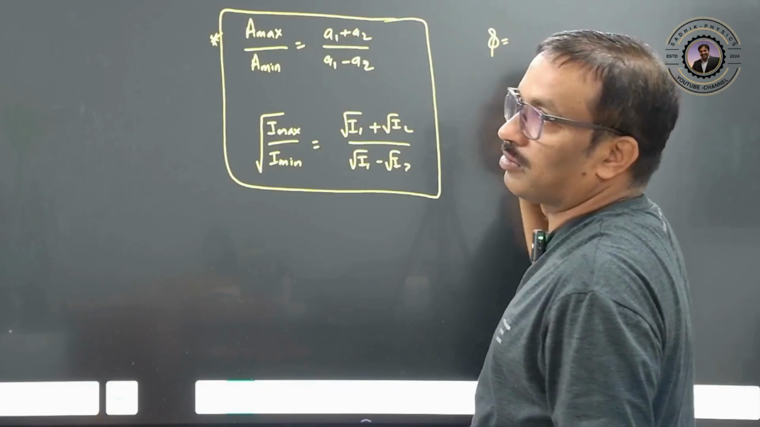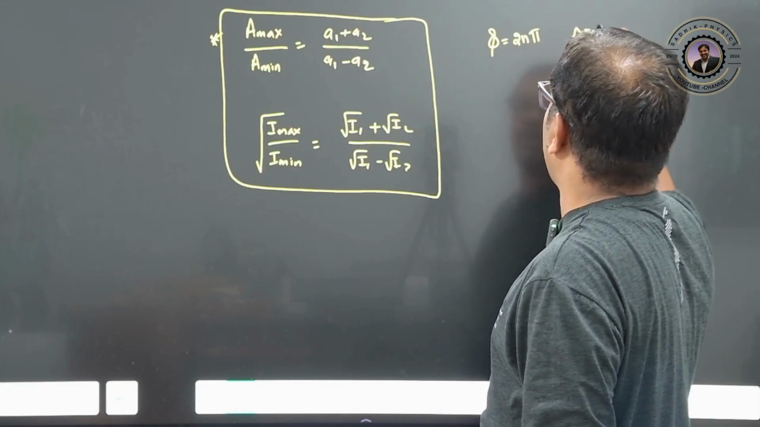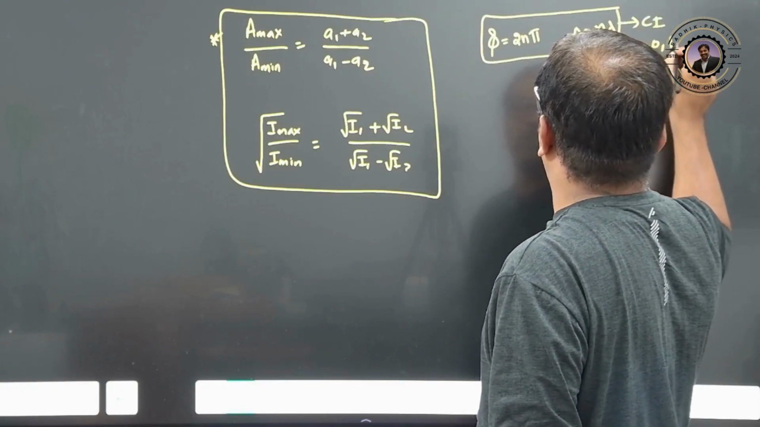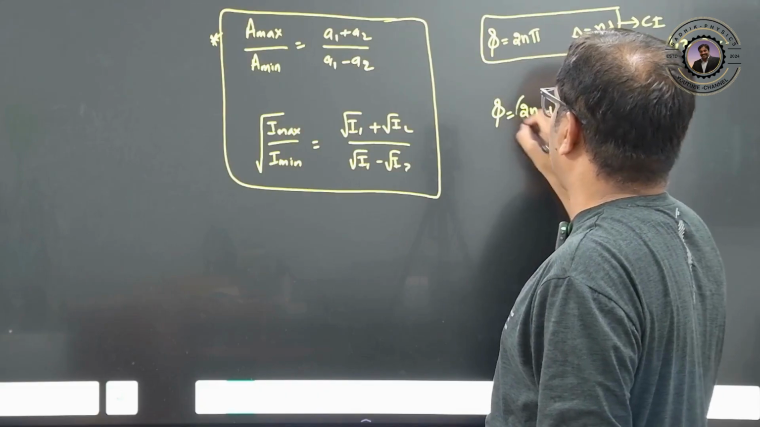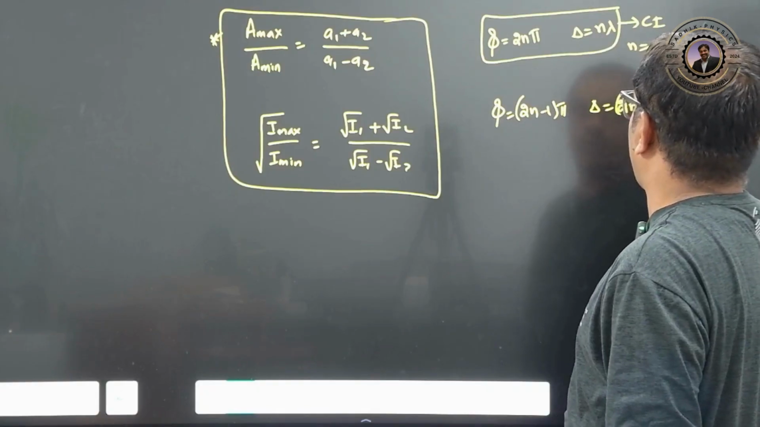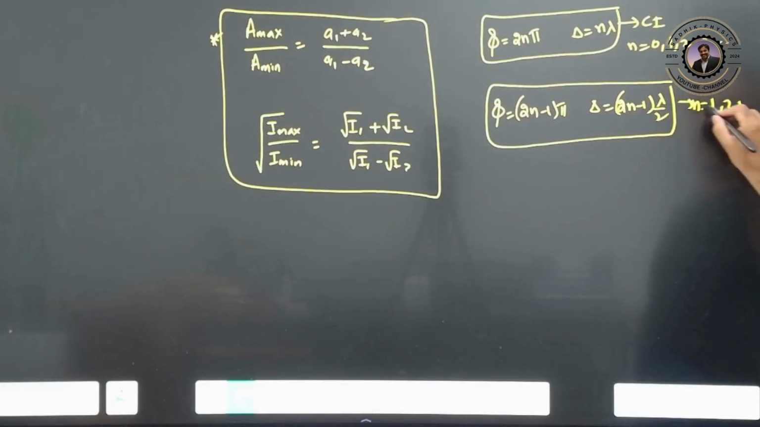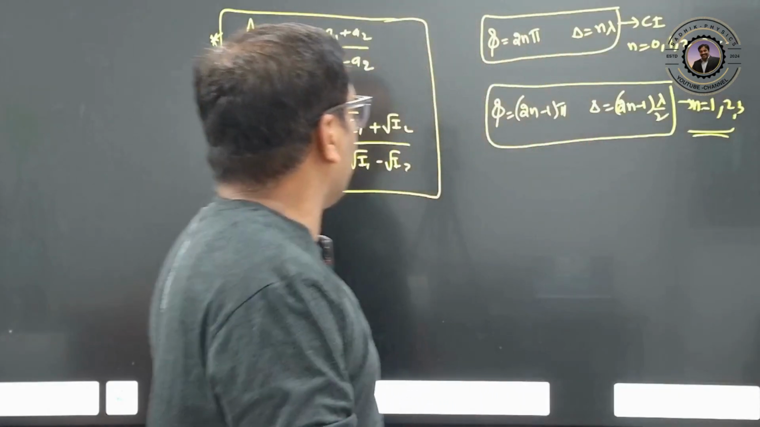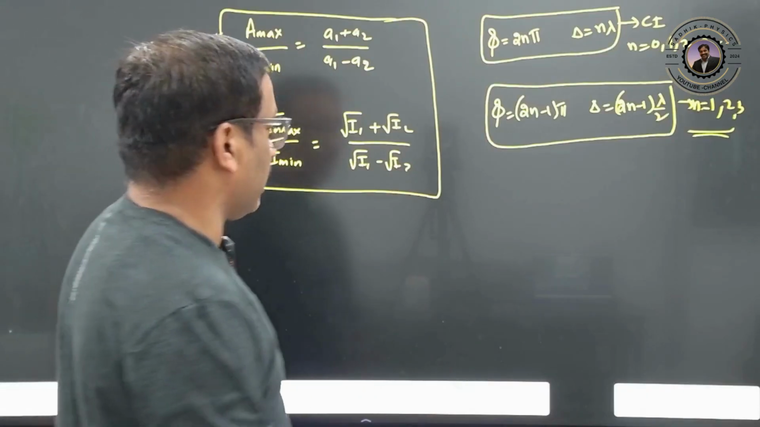Now, in interference, the very important thing is phase difference. For constructive interference, the phase difference is 2n pi, so the path difference is n lambda, and n starts from 0, 1, 2, 3 and so on. For destructive interference, the phase difference is 2n minus 1 into pi, so the path difference is 2n minus 1 into lambda by 2, and n starts from 1, 2, 3 and so on. Clear? So these are the phase difference and path difference for constructive and destructive interference.